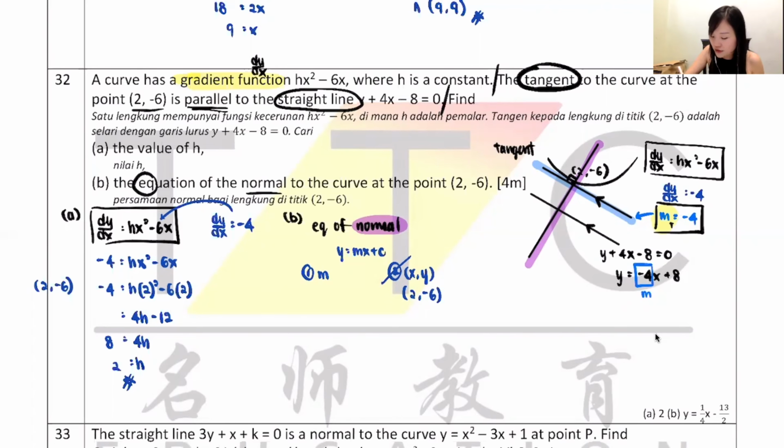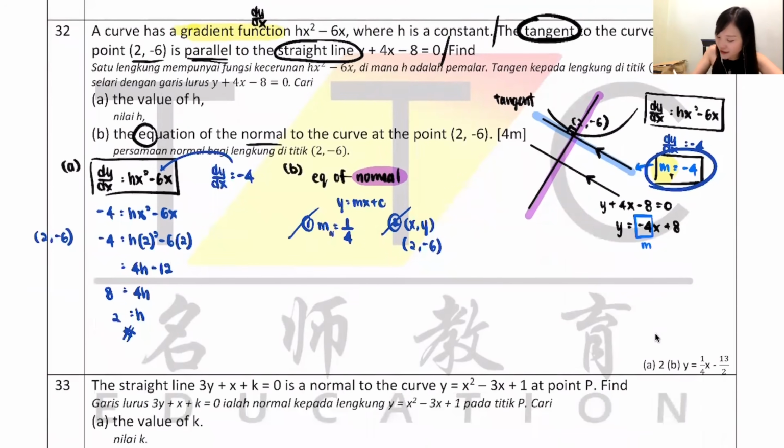And next, I must have the gradient. How do I get the gradient? I don't think I need to purposely find it, because for the blue color line, we already know the gradient is -4. So for this purple color line, -4, change it over, negative becomes positive. 4 over 1, flip it, 1 over 4. Isn't it straight away? You guys know that the gradient of the normal will be 1 over 4.